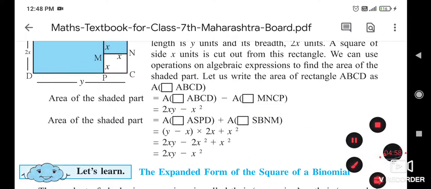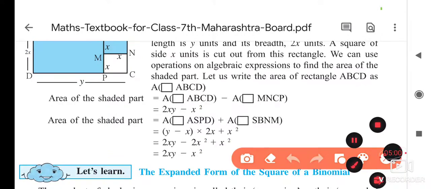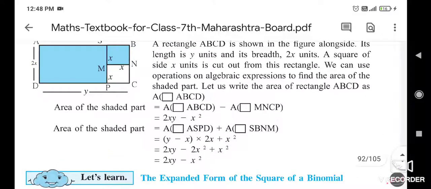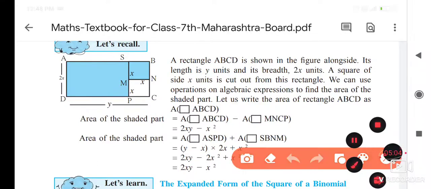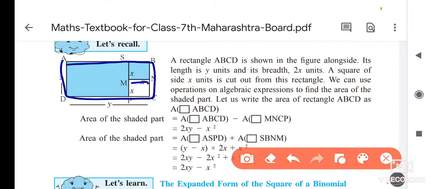Now, another method to find the area of the shaded portion is that you just add the areas. Here what we had done: from the whole rectangle we subtracted the area of this dark blue colored portion, and we got the shaded portion's area.